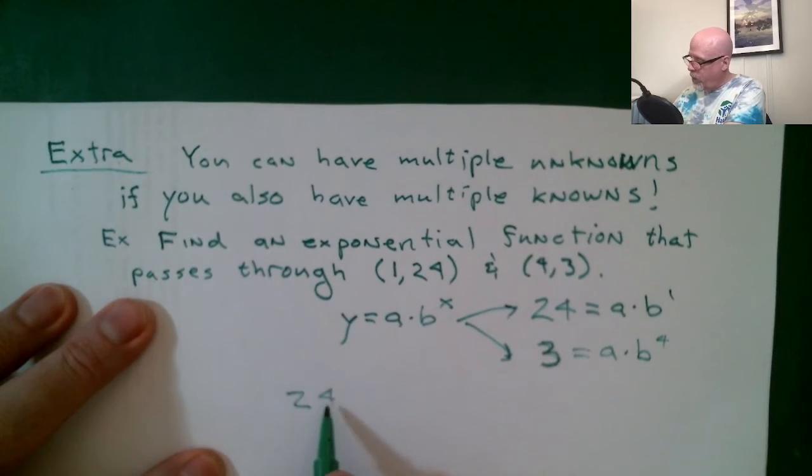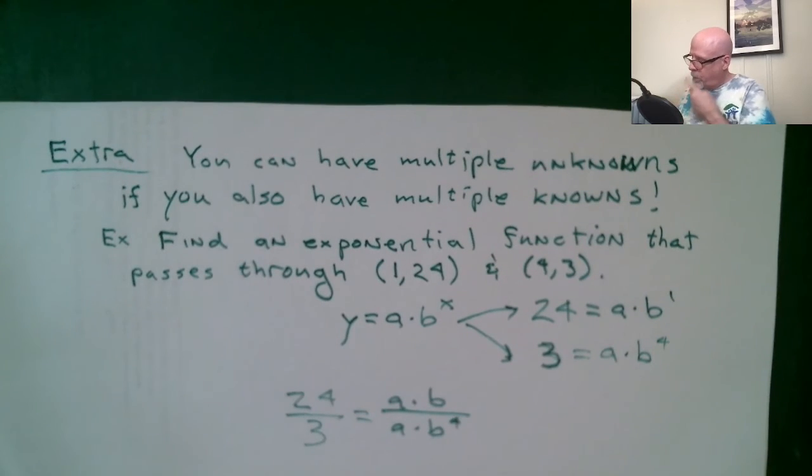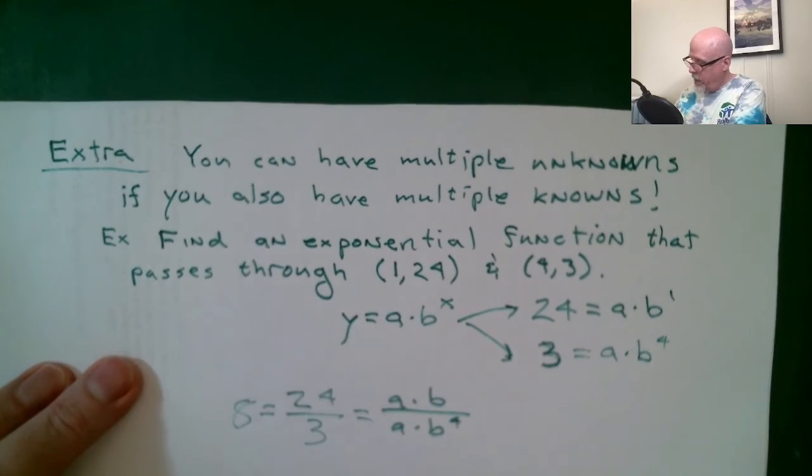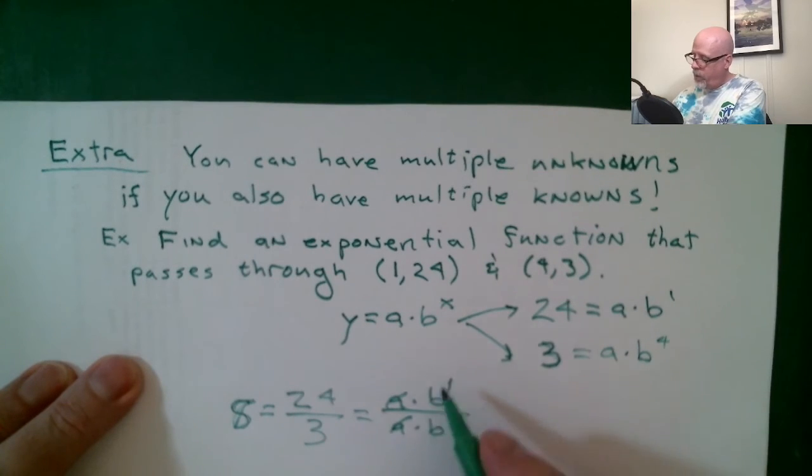If I had 24 over 3 on the left, I would have a times b on the right, and a times b to the 4th on the bottom. The left-hand side is just 8. The right-hand side, see how the a's cancel? And we've got b over b to the 4th, which is really b to the 1 over b to the 4th. And when you have a quotient involving powers, you just subtract. So this is b to the negative 3.